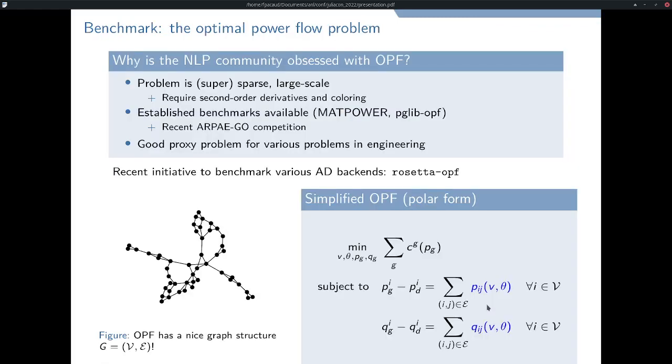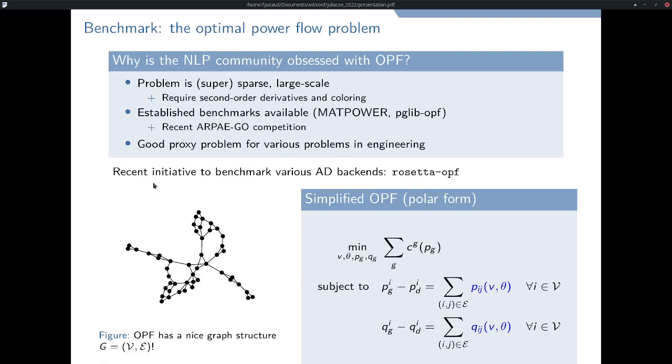In my postdoc, we are mostly interested in solving large-scale optimal power flow problems. This problem is ubiquitous in nonlinear programming. So why is my community obsessed with that problem? I mean, this is quite an interesting problem because it is large-scale. We have benchmarks easily available, for instance in PGLib-OPF. But it's also a very good proxy problem for various problems in engineering.